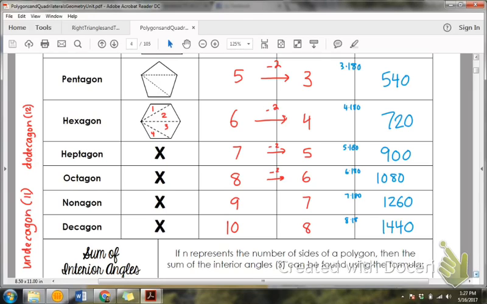A 13-sided figure is called a 13-gon. A 14-sided figure is called a 14-gon.